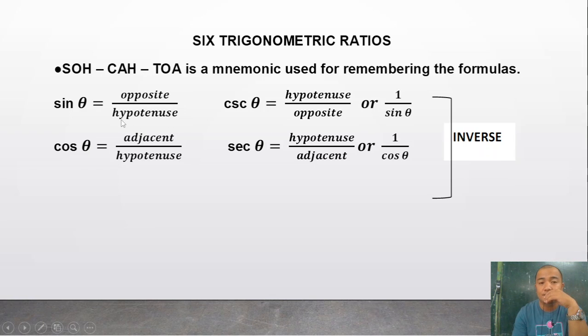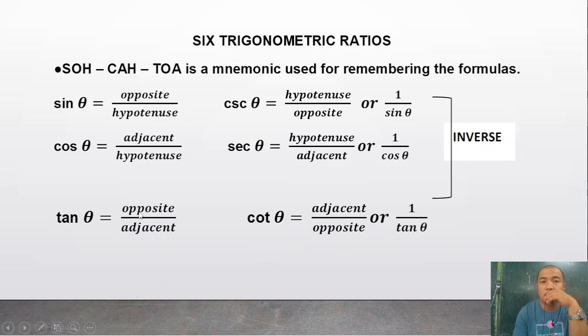For sine theta, opposite over hypotenuse, SOH. For cosine theta, CAH, adjacent over hypotenuse. Cosecant is the inverse of sine theta, so hypotenuse over opposite, or 1 over sine theta. Secant is the inverse of cosine theta, or the reciprocal, so hypotenuse over adjacent, or 1 over cosine theta. And tangent theta is TOA, so opposite over adjacent side, and its reciprocal is cotangent, adjacent over opposite side, or 1 over tangent theta.